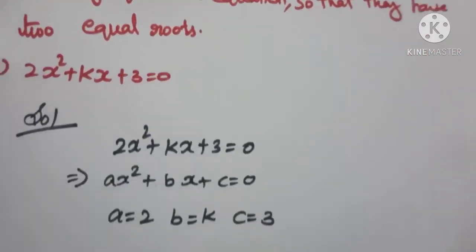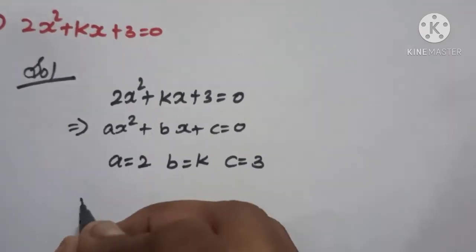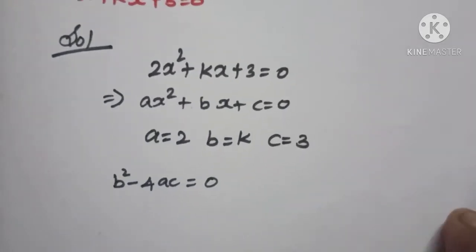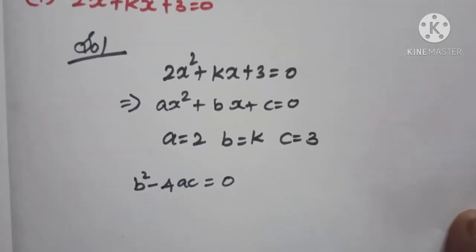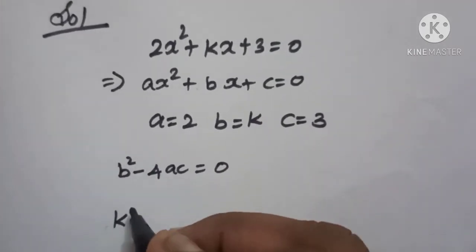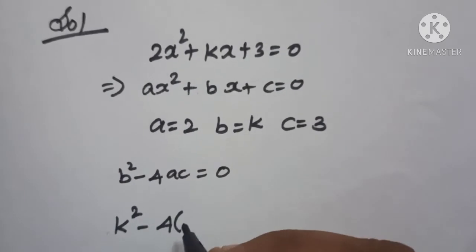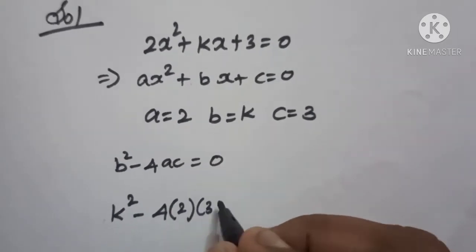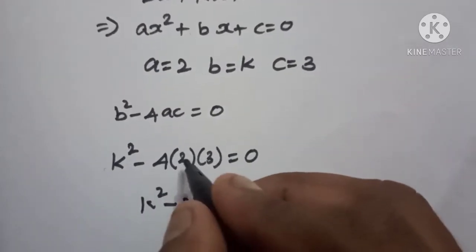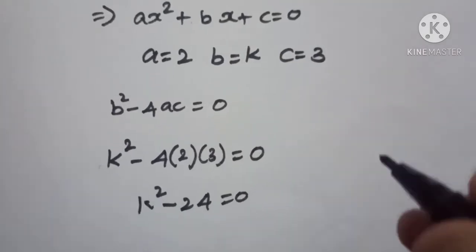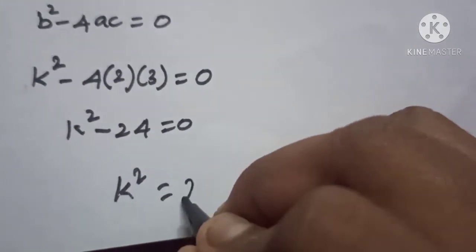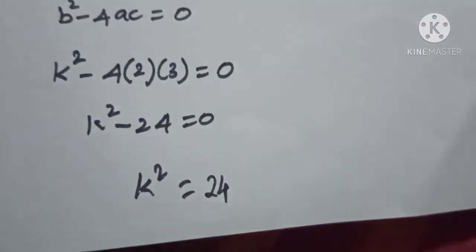Two equal real roots means what condition? b square minus 4ac is equal to 0. At that time only you get two equal real roots. So b square minus 4ac is equal to 0. You substitute, that is k square minus 4 into a into c is equal to 0. That is k square minus 4, 2 eights are 8, 8 threes are 24, is equal to 0. k square is equal to 24.